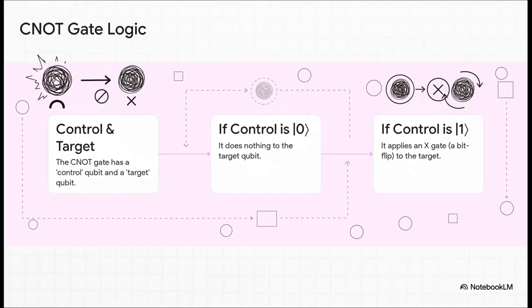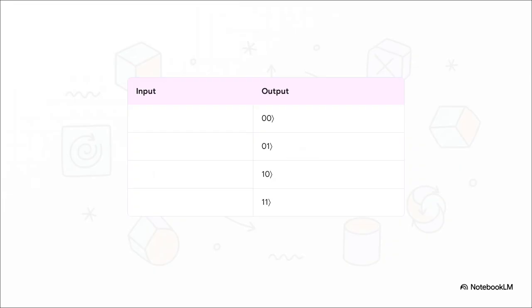The CNOT gate is our first look at a 2-qubit operation. And honestly, the logic is super simple. It has a control qubit and a target qubit. It just looks at the control qubit. If that control qubit is a 0, it does absolutely nothing to the target. It just leaves it alone. But if the control qubit is a 1, then it performs an X gate, a bit flip, on the target. That's the whole rule.